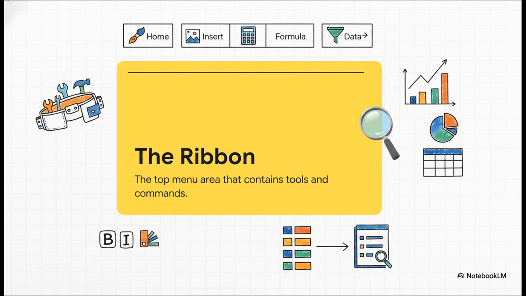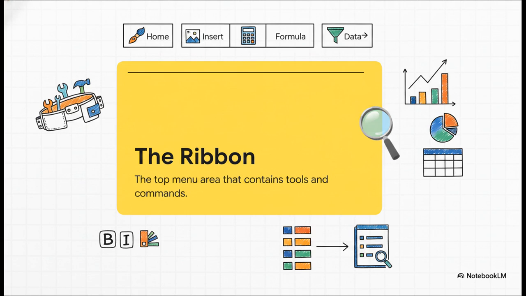The very first thing you need to get familiar with is what we call the ribbon. You can think of the ribbon as your ultimate primary tool belt. It's that top menu area stretching across the screen that holds all your tools and commands. Now, instead of just throwing everything at you all at once, which would be overwhelming, right? Excel neatly organizes these tools into different tabs.